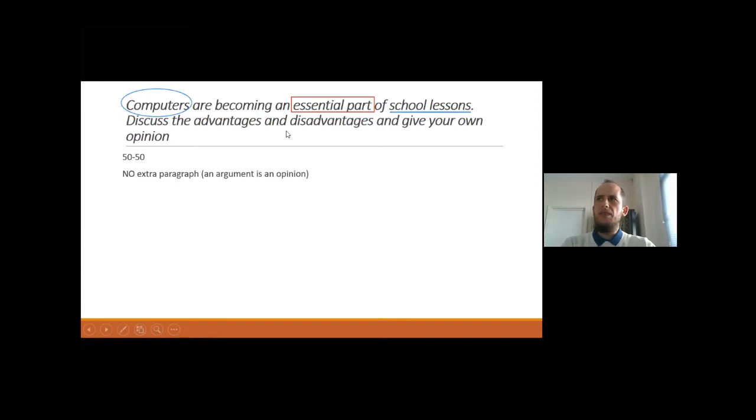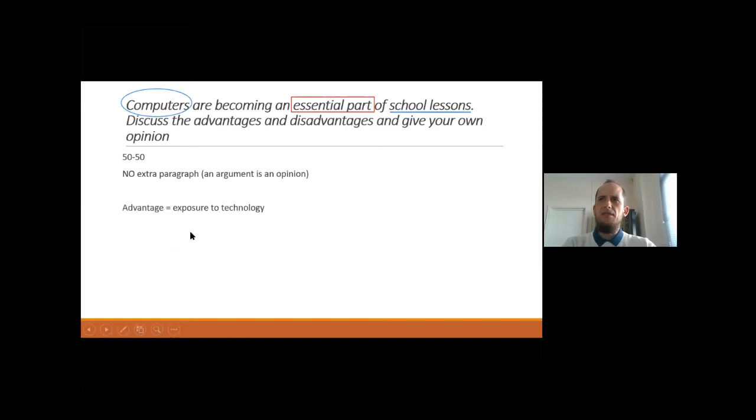So here we've been asked to give our own opinion. Remember, we don't need to give an extra paragraph for that. All of our arguments are our opinion. But in the introduction, in the second sentence of the introduction, and in our conclusion, we will clearly state that we do see that there are both advantages and disadvantages of computers in the classroom.